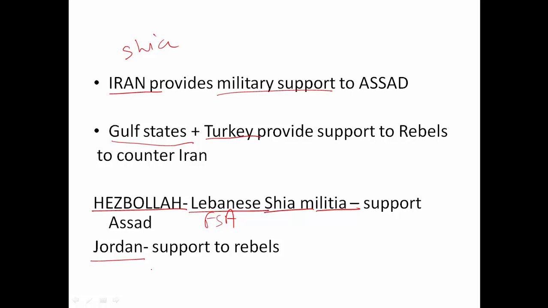Lastly, Jordan also joined the fight because Saudi Arabia and Qatar convinced Jordan: you join us because we need the boundary that you have with Syria to supply weapons, men and money. So finally, Jordan also joined the support to rebels.